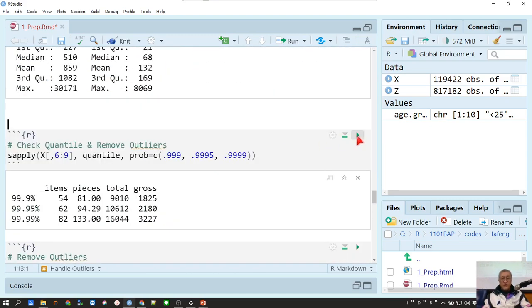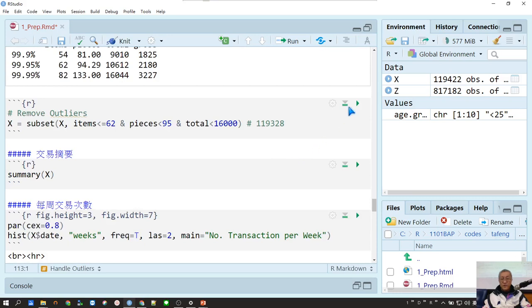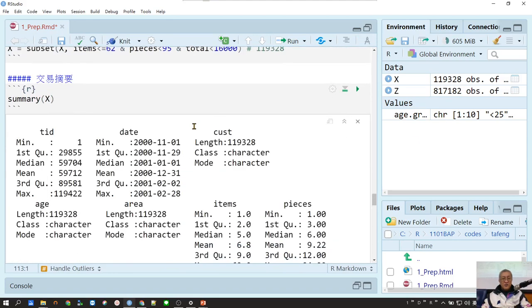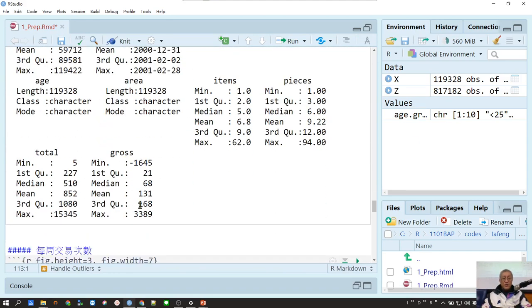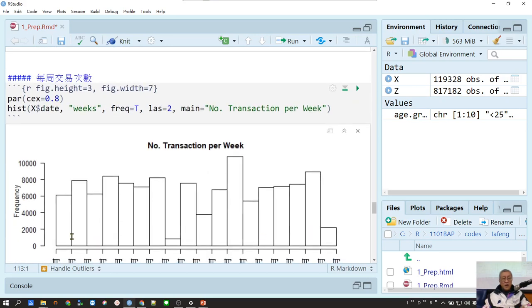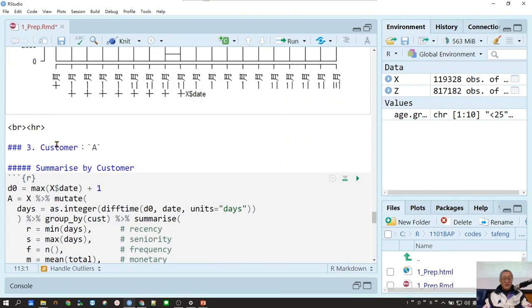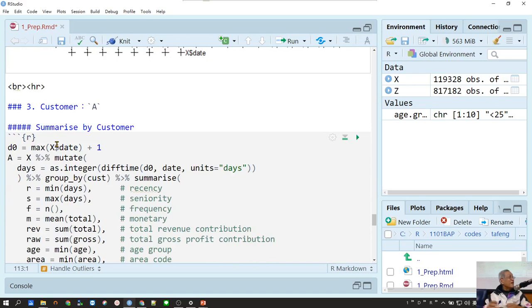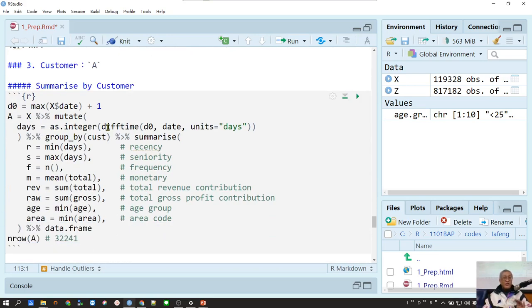And that's what we are doing here and here. We cut them out, then we do the summary again. So it's fine now. And then now you can see the number of transactions per week. And now we can do customer. Now we want to aggregate transactions into customers.